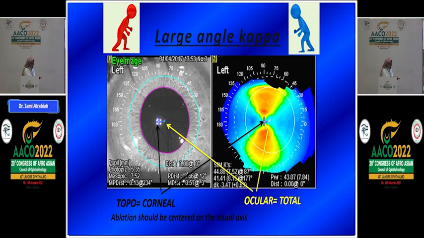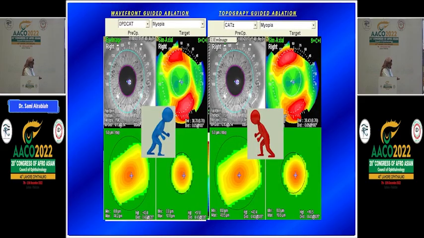This is the visual axis. So the corneal topography, or topography guided, is centered here, because this is where you take the picture. While the ocular, because it is related to the pupil, is on the center of the pupil. And if the angle kappa is high, you are shooting the wrong person instead of your friend.